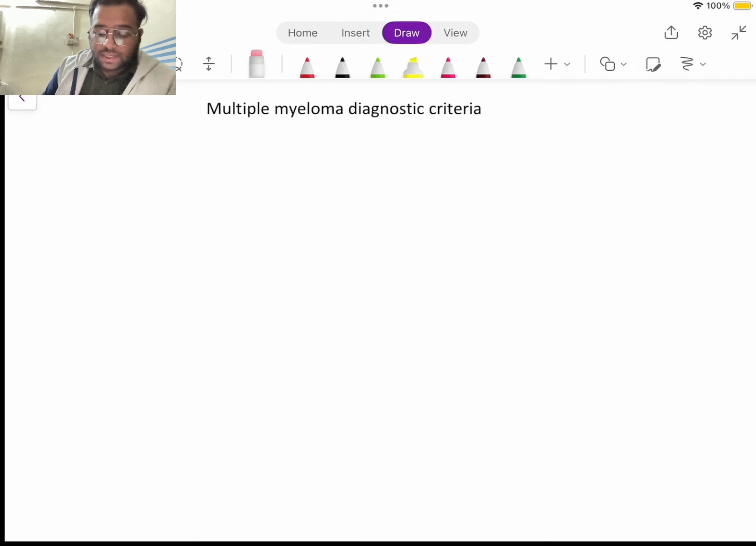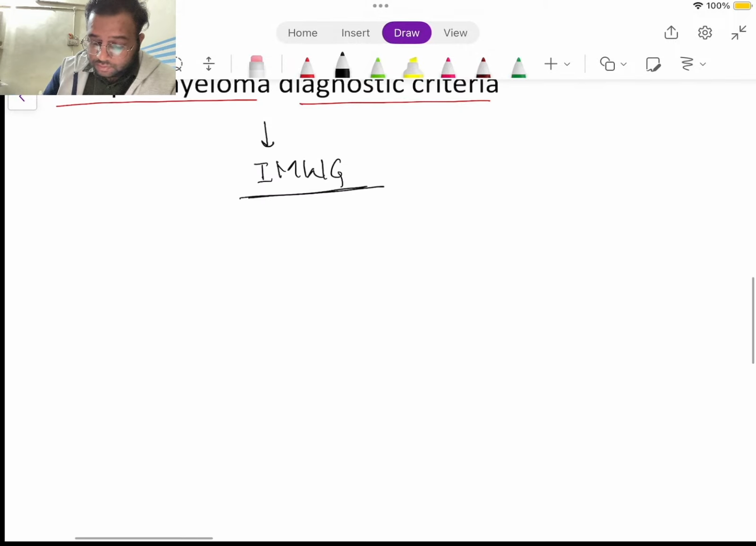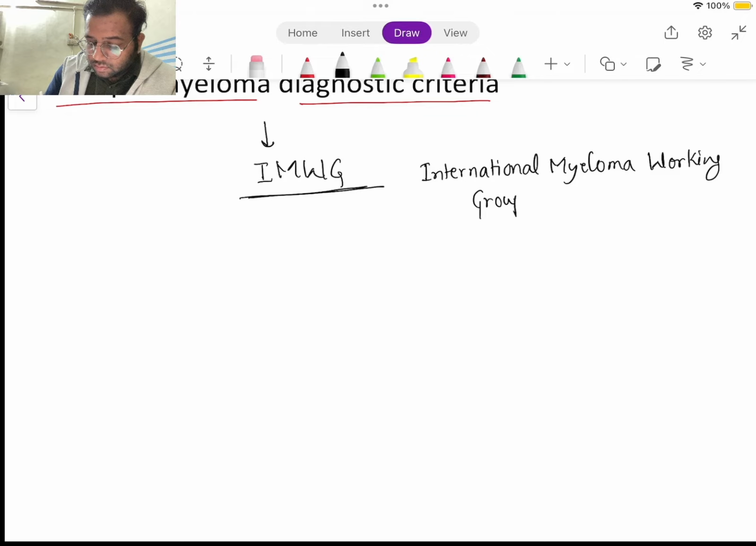Today we will be starting with the diagnostic criteria. Okay, multiple myeloma diagnostic criteria. Fine. So, as I have already told you, it was given by IMWG. We are following this IMWG criteria, that is International Myeloma Working Group. Okay.